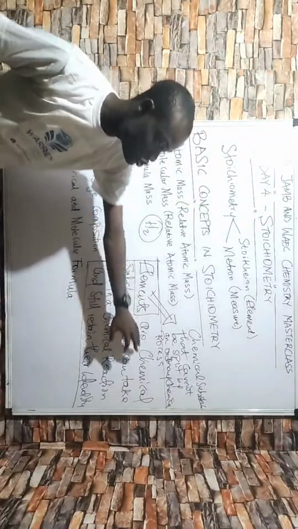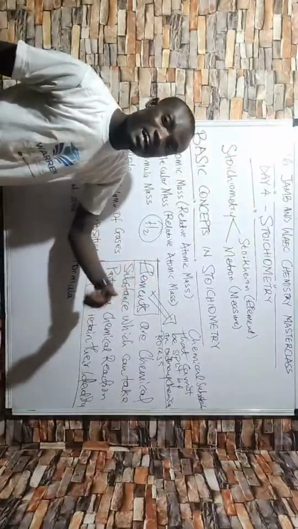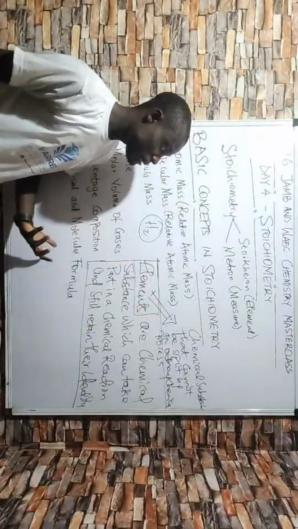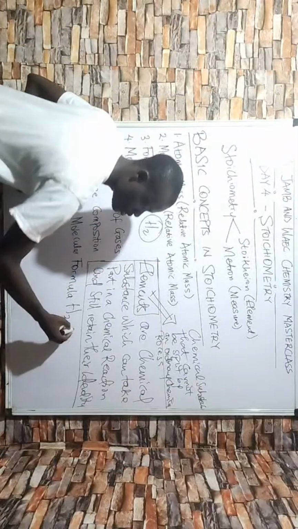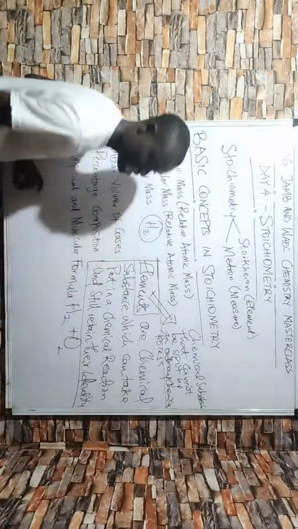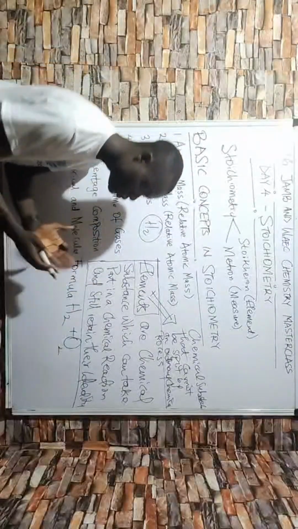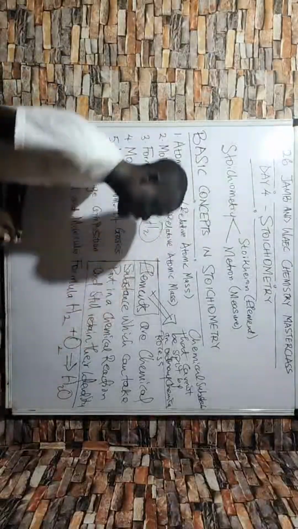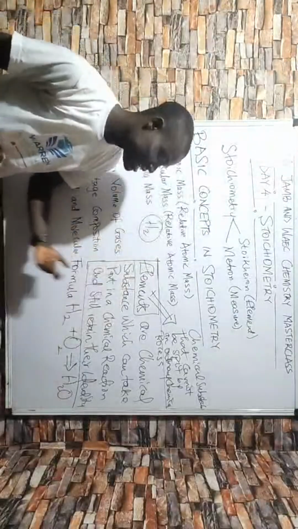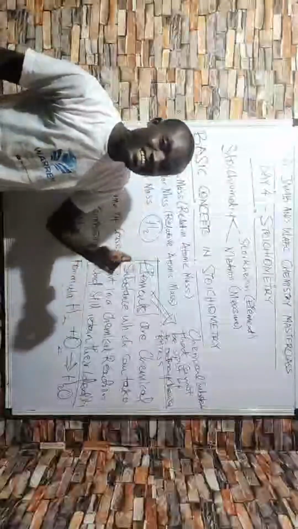Furthermore, elements are also chemical substances which can take part in a chemical reaction. For example, during the formation of water, we need hydrogen, which is an element. We also need oxygen, which is an element. So these two will combine, or they will react to give us water. So when we talk about element, they take part in a chemical reaction and still they retain their identity.